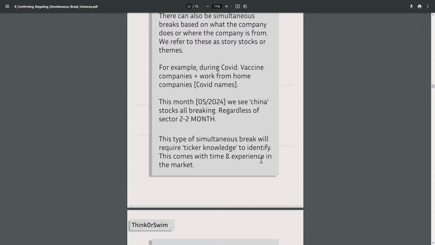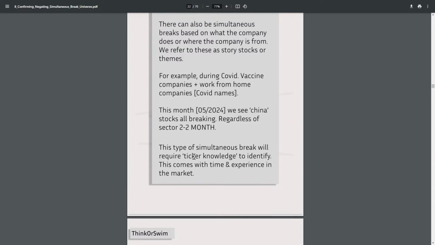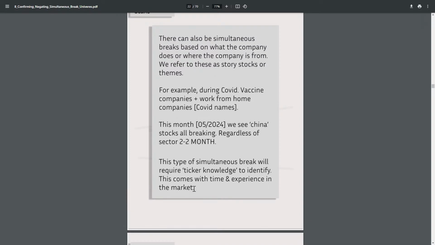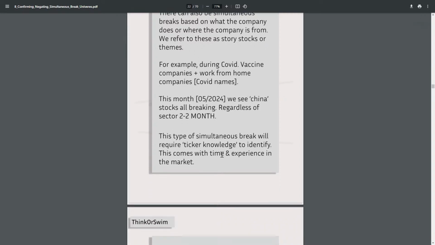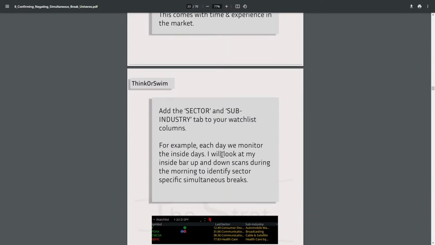ticker knowledge to identify. And this is just something that comes with time and experience in the market and just being around for a while and understanding, listening in the chat and watching us talk about utilities, industrials, China, vaccines. It's just going to take a little time because there are so many stocks.